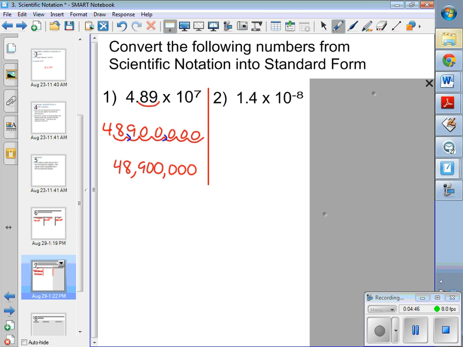Now this one, it's going to be smaller than, notice our negative right here. It's going to be smaller than 1, and it's moving a lot. So our decimal is going to be over here, right? Going 1, 2, 3, 4, 5, 6, 7, 8. So we're going to have 1, 2, 3, 4, 5, 6, 7 zeros. All right, just count them again just to be sure.